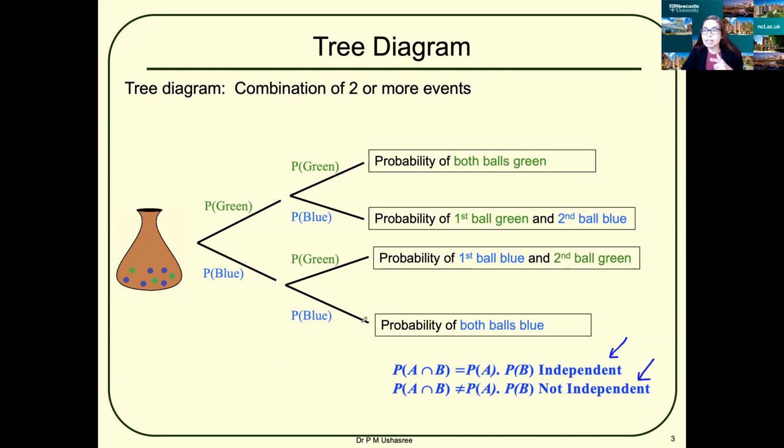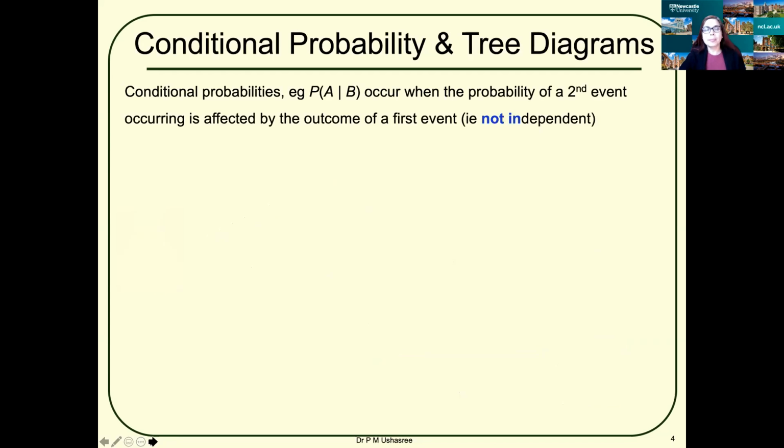So what we have just seen, by replacing the ball, is two independent events. Now let's see what happens if we don't replace the ball. That is conditional probability, not independent. In the last week, we have seen what conditional probability is and how to represent it. That is when the probability of a second event occurring is affected by the outcome of a first event, when it is not independent. We have seen how we represent it using probability notation.